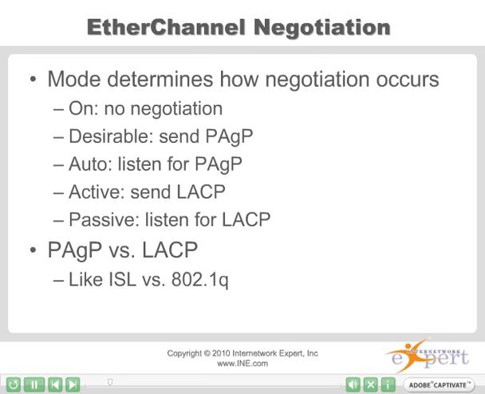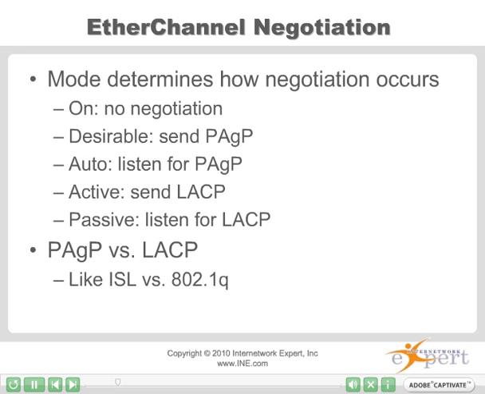Just like we had the Dynamic Trunking Protocol when it came to our trunk links and easing our administration of creating them, we have something to ease our administration of creating EtherChannels. There's a standard negotiation protocol, and then there's a non-standard or Cisco proprietary protocol. The Cisco proprietary protocol is called the Port Aggregation Protocol, or PAgP. The open standard is the Link Aggregation Control Protocol, or LACP.